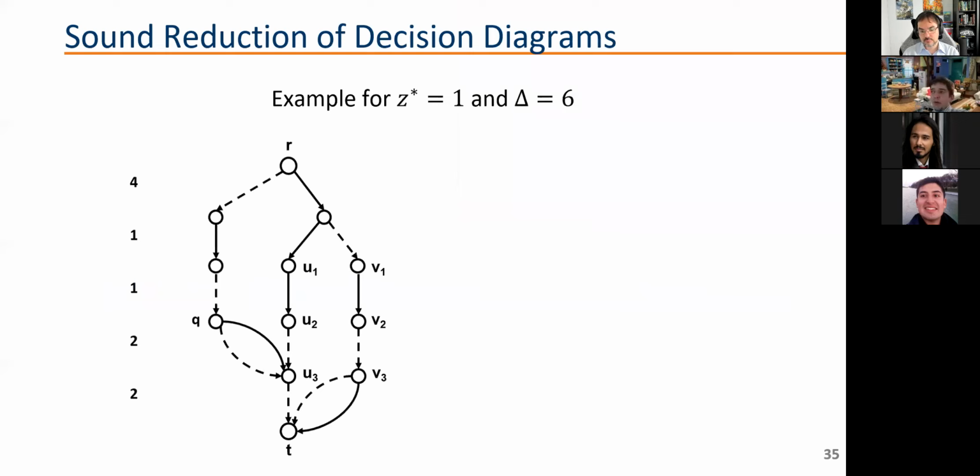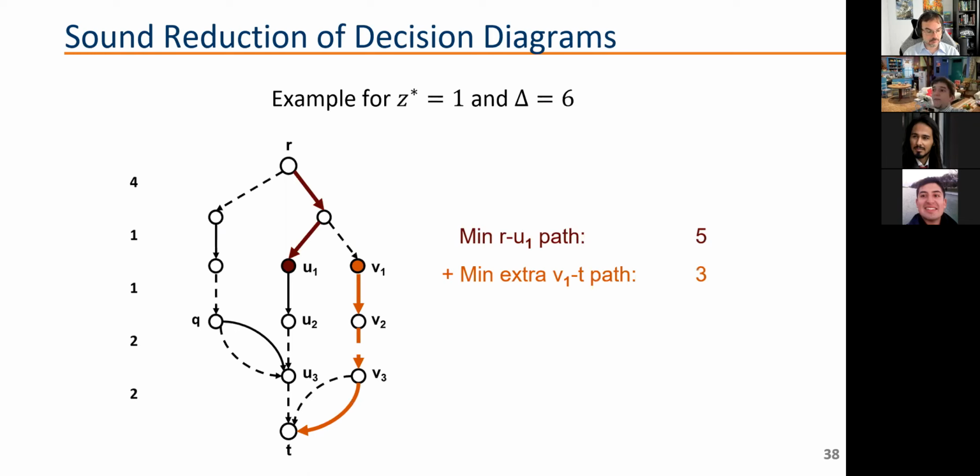And here's one possible example. So in this decision diagram here, we have solutions ranging in value from 1 all the way to 7. So the optimal value is 1, and the delta here between the optimal solution and the threshold of the near optimal is 6. So if we look at this particular combination here, we have node U1 and node V1. The shortest path from the root to node U1 has a cost of 5.